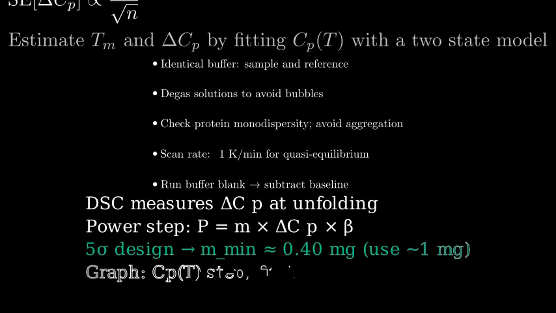Summary: we designed a differential scanning calorimetry experiment to measure the heat capacity jump at protein unfolding. We connected chemistry to math and statistics and estimated the required mass at about 0.4 milligrams, recommending about 1 milligram for robust detection. A clean, baseline subtracted heat capacity step gives delta Cp and the melting temperature.